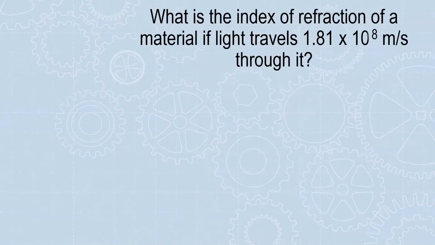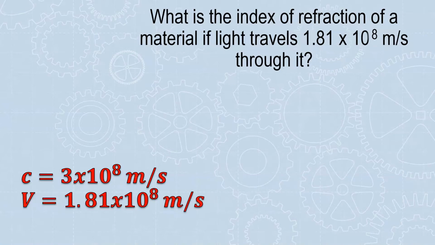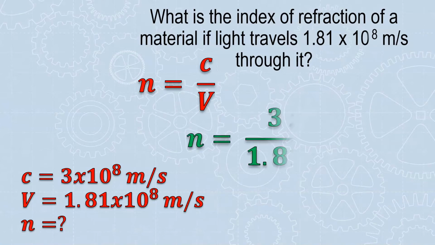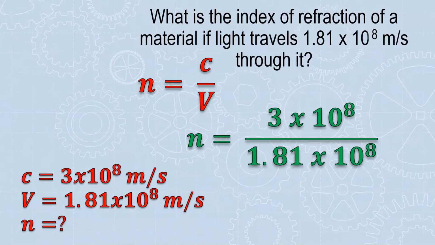Using this formula, we can find the index of refraction if light travels at 1.81 times 10 to the 8th meters per second through a medium. So we know the speed of light in a vacuum is c, 3 times 10 to the 8th meters per second. The velocity in this particular medium is 1.81 times 10 to the 8th meters per second. We're looking for n, the index of refraction. We know the ratio is c, the speed of light, divided by v, the velocity of light traveling through that medium. Substitute in what you know.